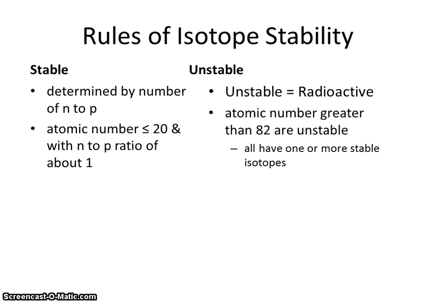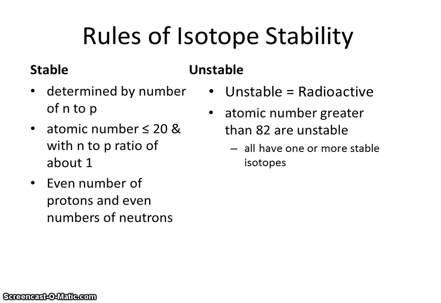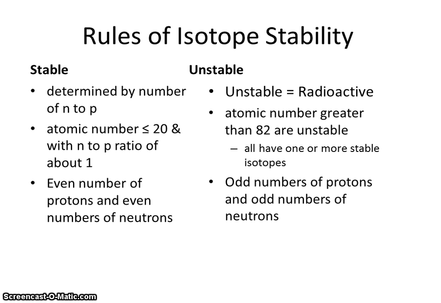Elements with an atomic number greater than 82 generally are unstable or have multiple isotopes and have a higher number of unstable isotopes. Anything that has an even number of protons and an even number of neutrons, any of those isotopes tend to be stable. So when we looked at plutonium and uranium, uranium-238 is stable. It's got an even number of protons. Anything with odd numbers of protons and odd numbers of neutrons tends to be unstable.